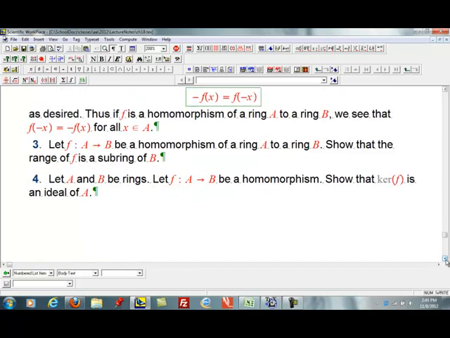Let F be a homomorphism of a ring A to a ring B. Show that the range of F is a subring of B. I want you guys to try proving this from now on. You use part 1, the shortcut rule that we have, and try and show that you have a subring here.